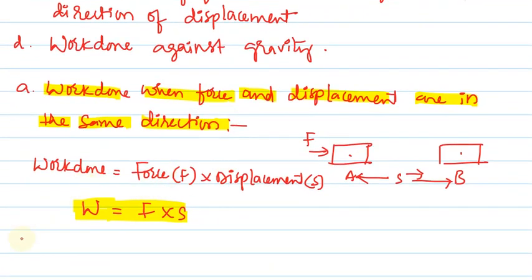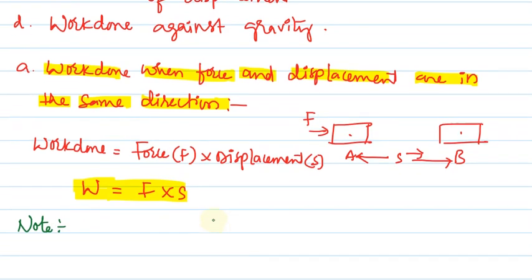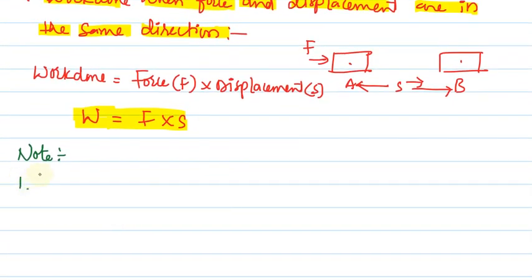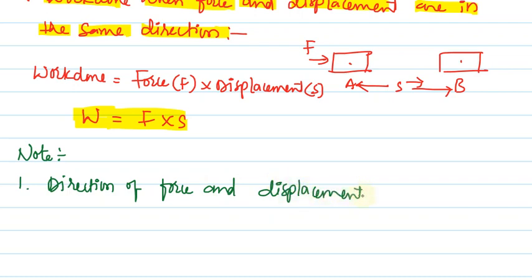Now let us see some important points. Let us take note related to it. First important point in this note is this formula. When we have to use W is equal to F into S, the direction of force and displacement are the same. Then only we have to use this formula, this expression W is equal to F into S.